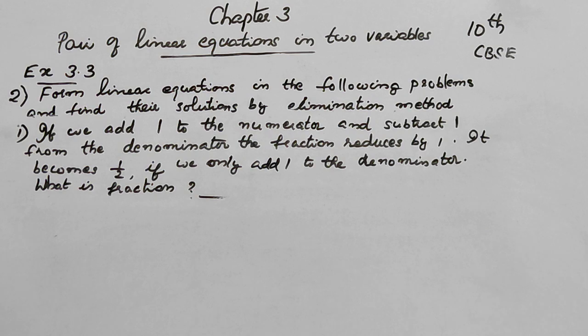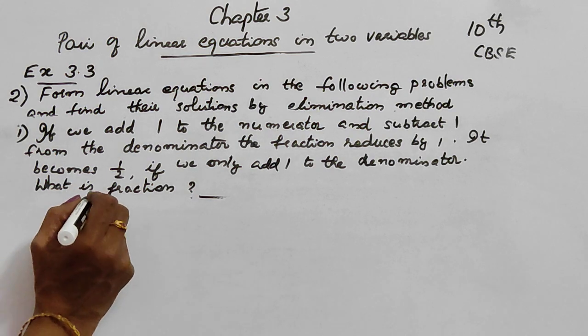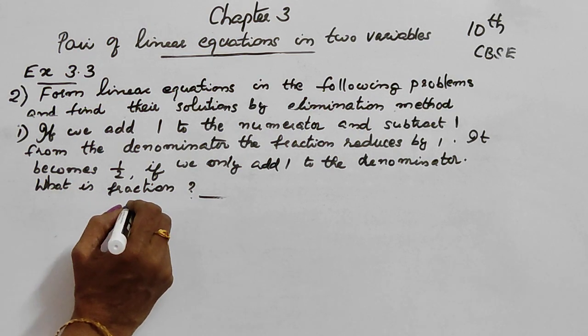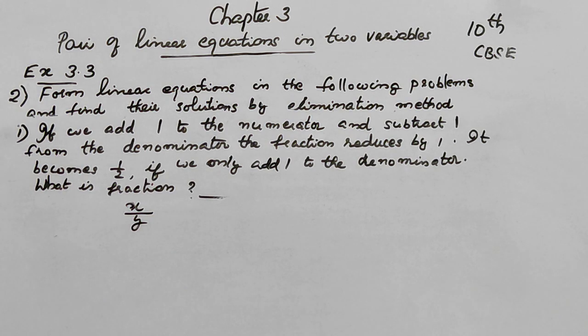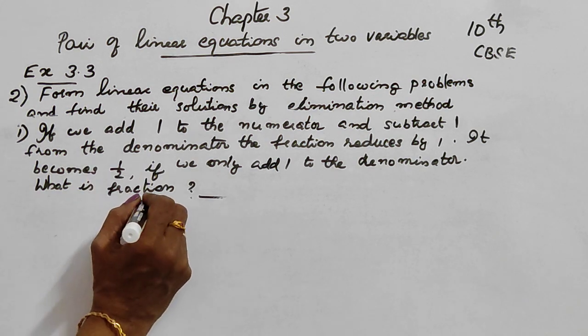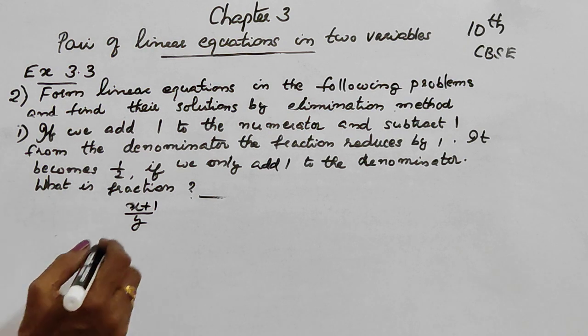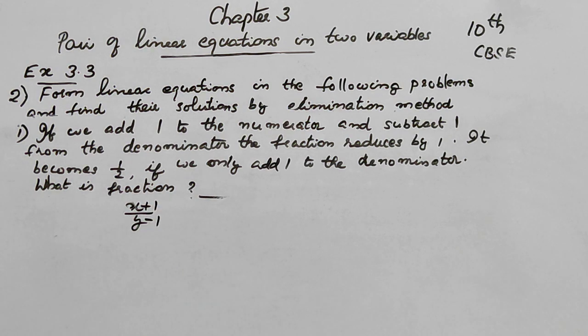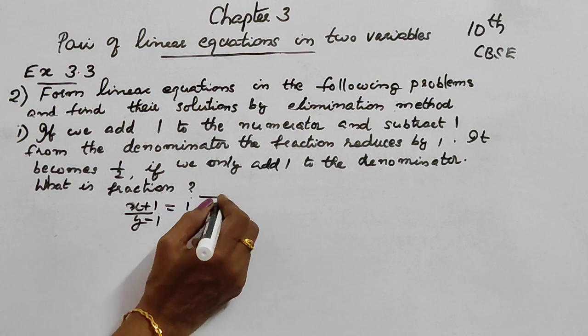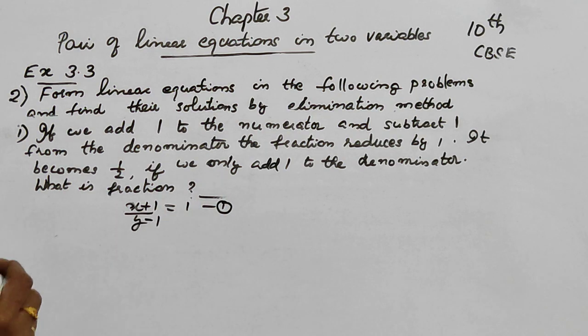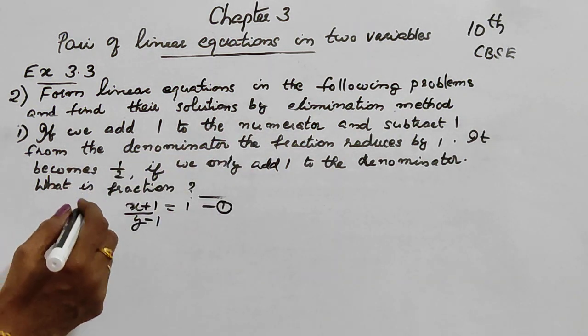What is the fraction? A fraction has a numerator as well as a denominator. We can write the numerator as x and the denominator as y. Now, adding 1 to the numerator means x plus 1. Subtracting 1 from the denominator means y minus 1. The fraction equals 1. This is the first equation. In the same way, we can write the second equation.